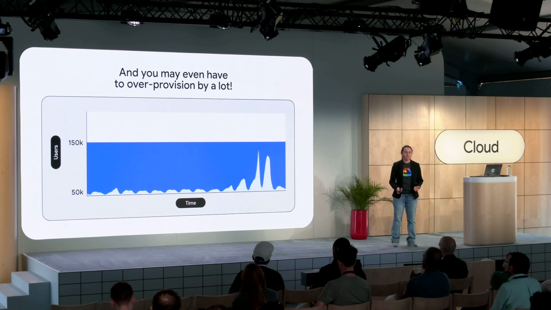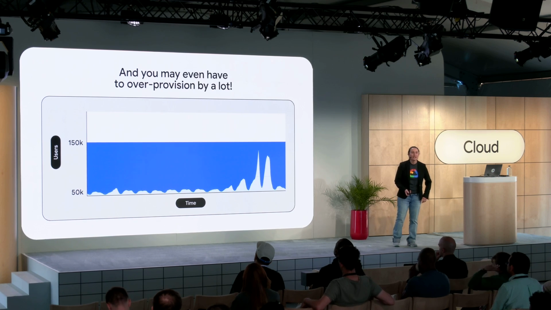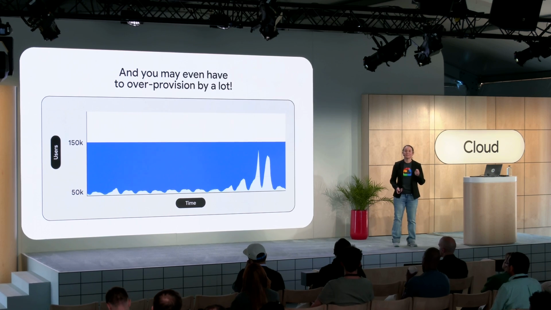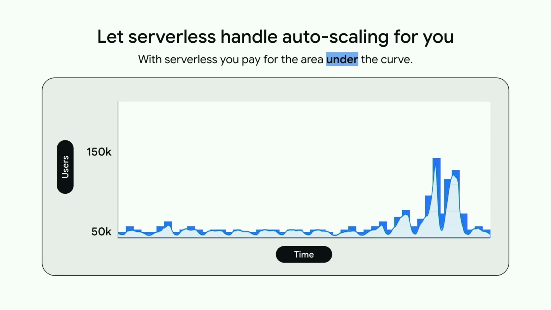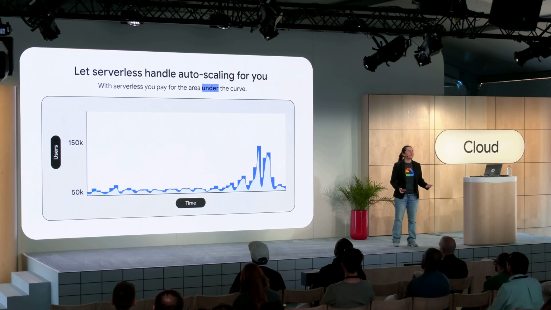One possible solution is to over-provision. But that's not fun either, because now you're paying for all that unutilized resources indicated in the dark blue. Scaling can be challenging if you want it to be cost efficient, because you have to make sure that the capacity closely tracks demand. By letting serverless or Cloud Run handle auto-scaling, you pay for what you use. Or to use a calculus analogy, because you can't have a Google talk without a math joke, think of it as paying for the area under the curve.